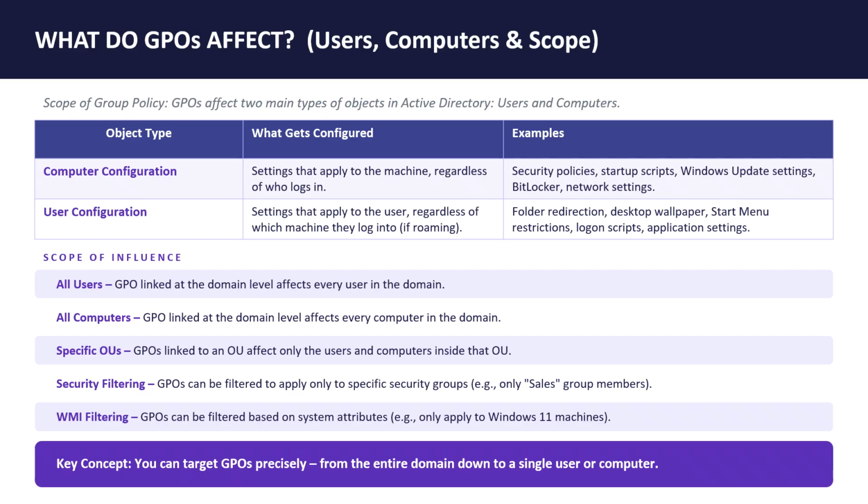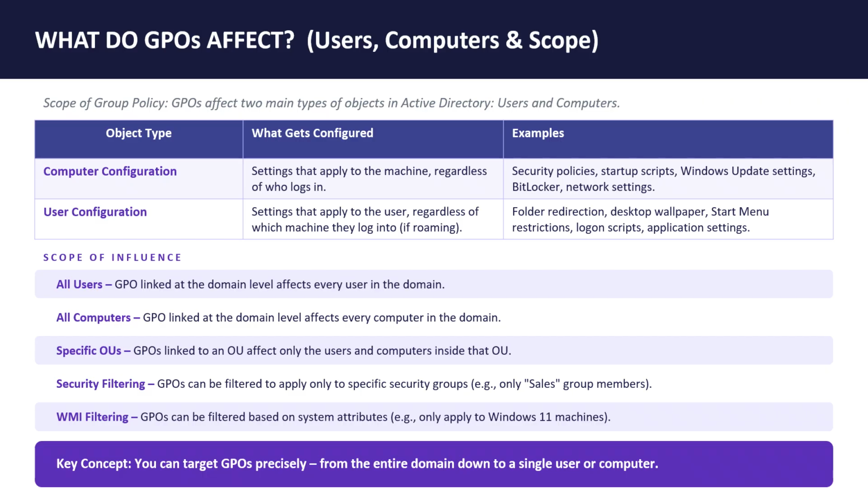Group policy objects affect two primary types of objects in Active Directory, users and computers. Computer configuration settings apply to the machine itself, regardless of which user logs in. These include security policies that enforce password complexity and account lockout, startup scripts that run when the machine boots, Windows update settings, BitLocker drive encryption, and network configuration.